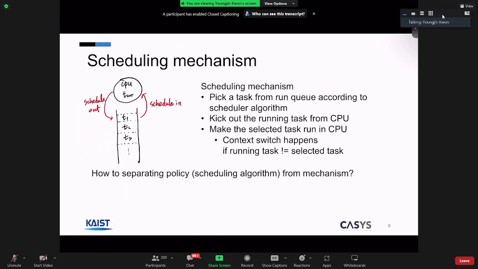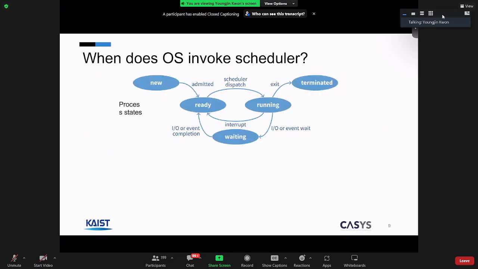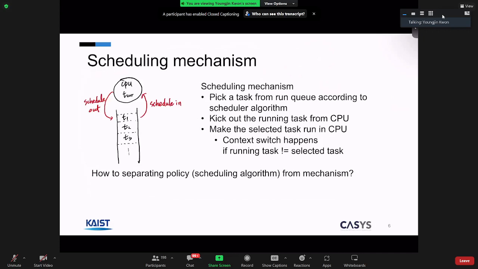Okay, so that's all for today. We are going to cover the scheduling problem, the scheduling mechanism, scheduling policies, and other stuff about scheduling. So that's all for today, and let's talk about more scheduling stuff this Wednesday.